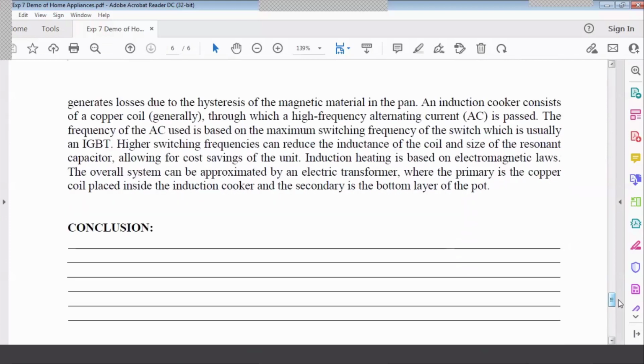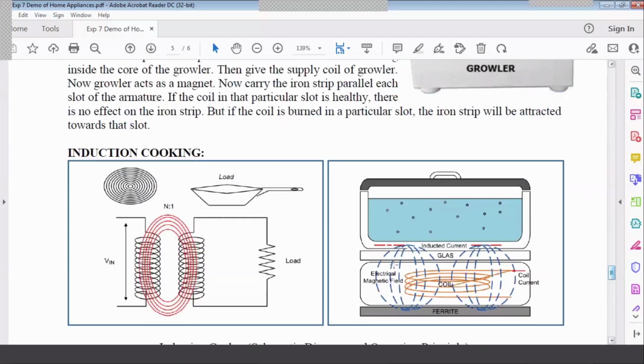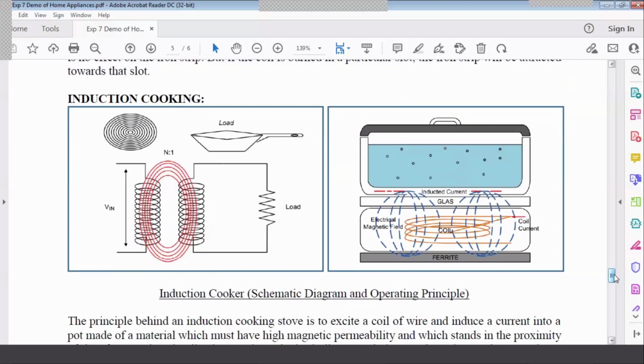Okay, so we can resemble this circuit with the electric transformer. Primary is the copper coil placed inside the induction cooker, and the secondary is the bottom layer of the pot. Two coils are there in the transformer, primary and secondary. So this is the primary of this induction cooker. This you can say secondary, which we are putting beneath this load, this pan, right? Understood, students? Yes, ma'am.